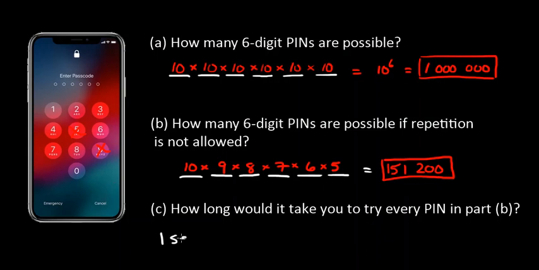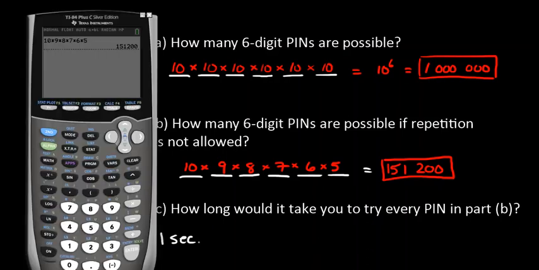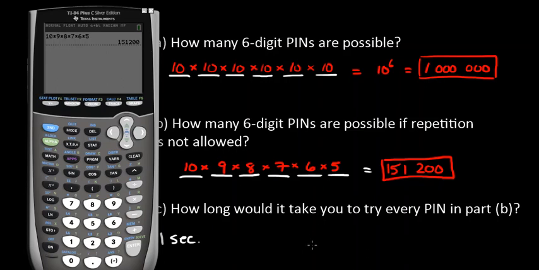So let's make one assumption, which is probably pretty idealistic. Let's say it only takes us 1 second to try 1 PIN. And of course, it's probably going to take a lot longer than that. But if it's 1 second per PIN, that would mean it's going to take us 151,200 seconds. So that's going to be how many minutes? It's going to be 2,520 minutes. And if we divide that by 60 again, that's going to tell us that's 42 hours.